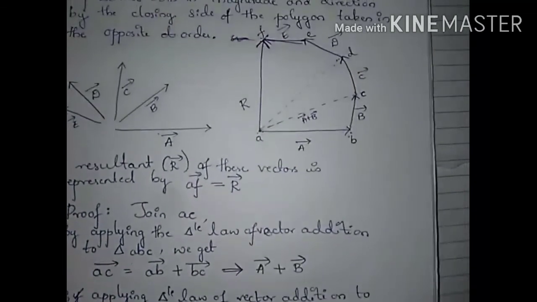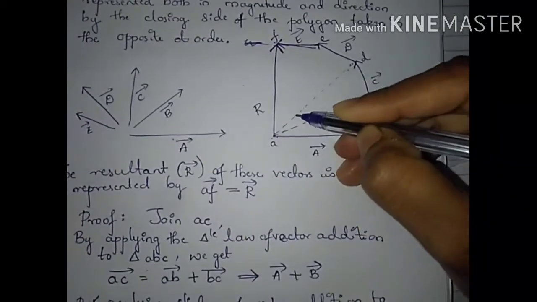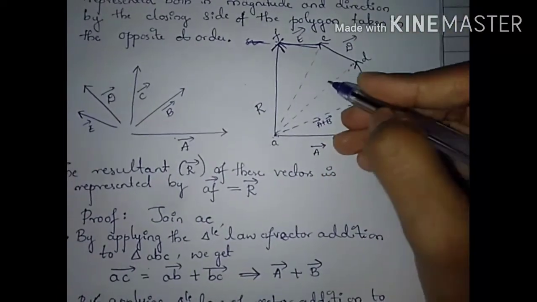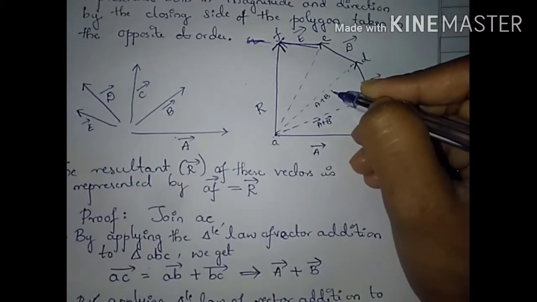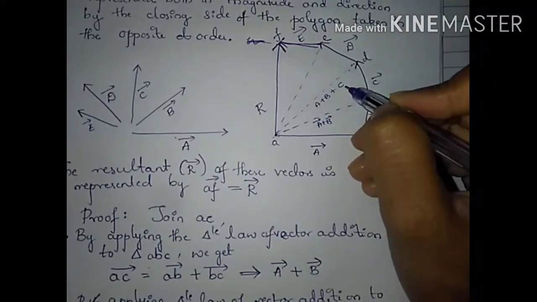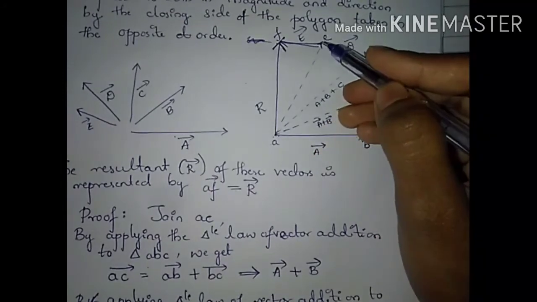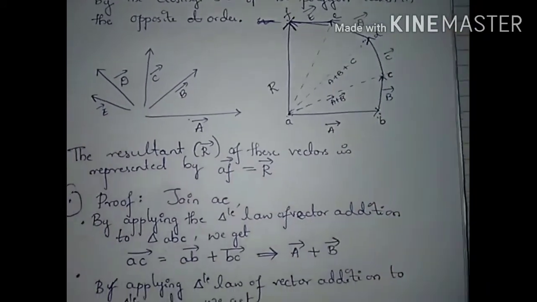Now let us join the line AE. So we got AD as A plus B plus C. Now we have to find AE. AE will be equal to AD plus DE.